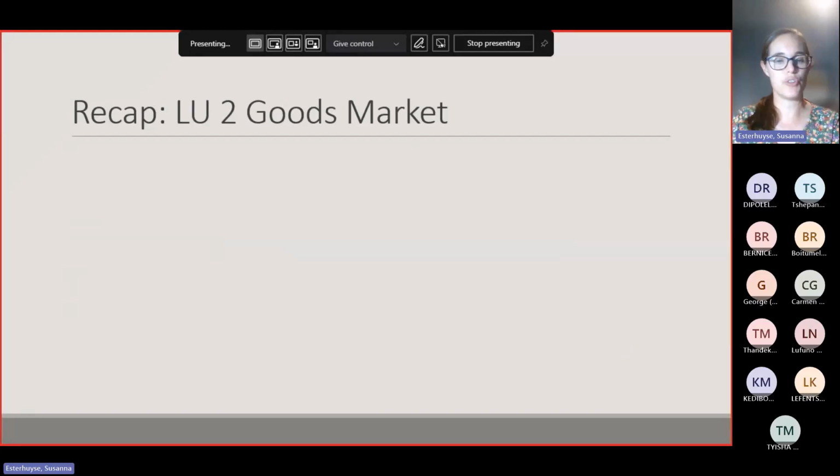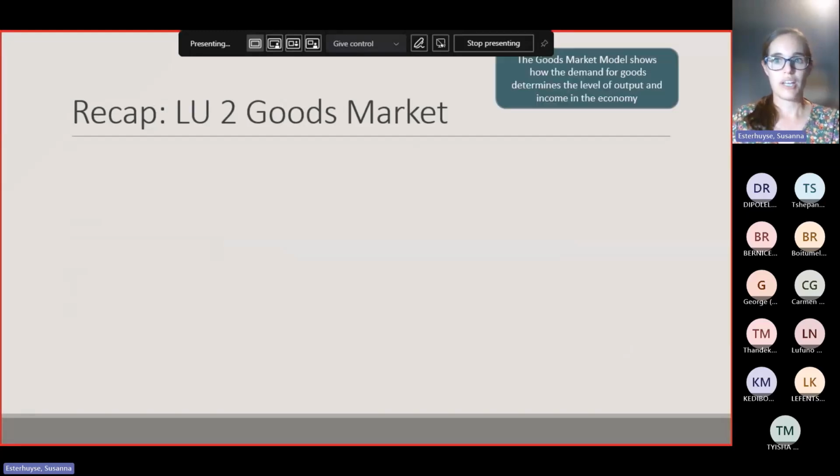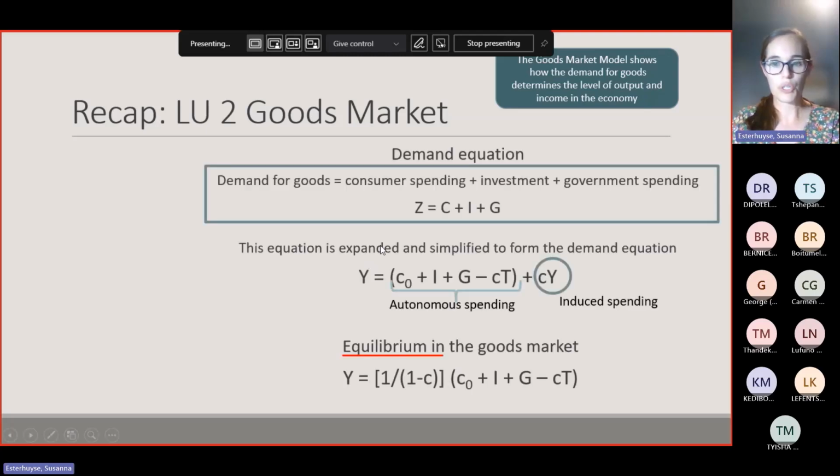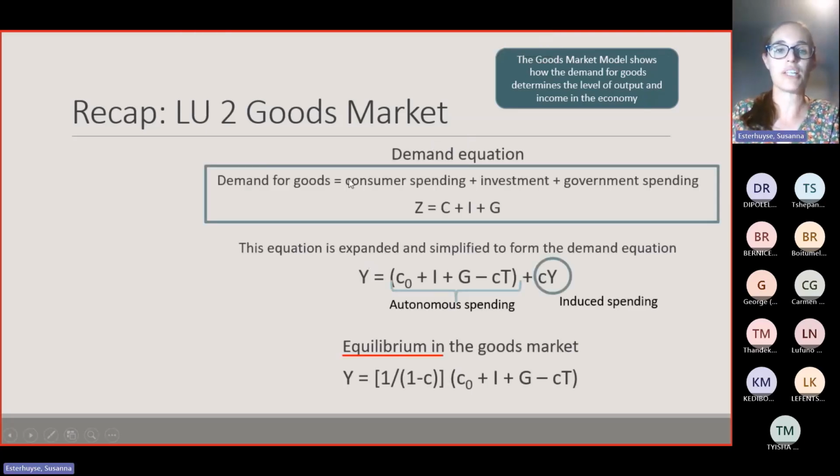Okay, so let's just do a recap of your goods market. In the goods market, the model shows how the demand for goods is determined, and how the demand for goods determines the level of output and income in the economy. So what you did there, you had your demand equation, and the equation said the demand for goods is equal to your consumer spending, investment spending, and government spending.